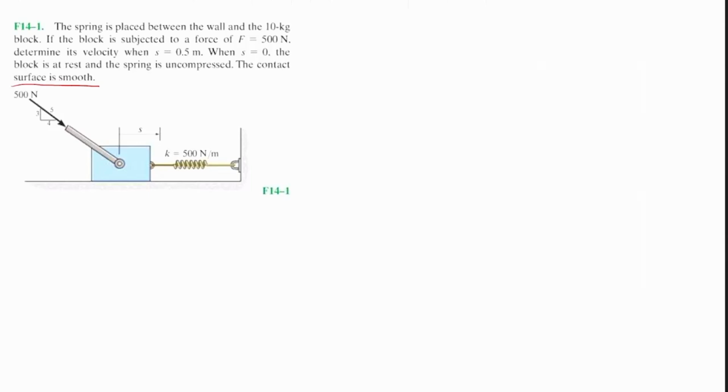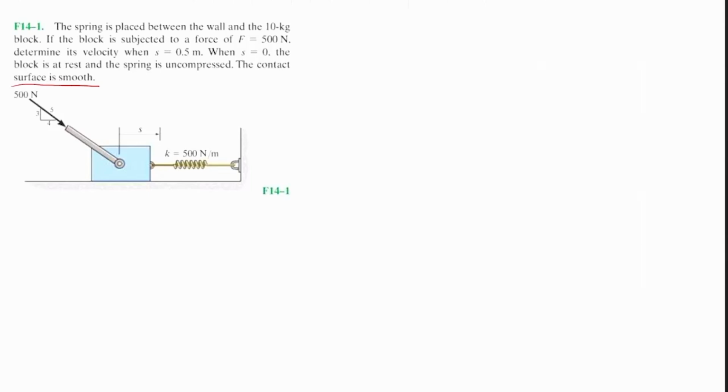The spring is placed between the wall and the 10-kilogram block. If the block is subjected to a force F of 100 newtons, determine its velocity when S equals half a meter. When S equals 0, the block is at rest and the spring is uncompressed. The contact surface is smooth. So once again, they're asking us what will be the velocity once you compress the spring half a meter.